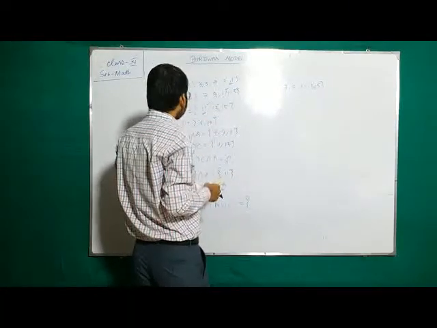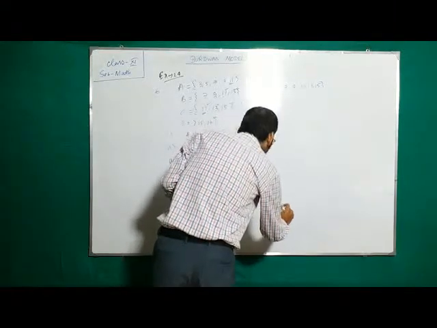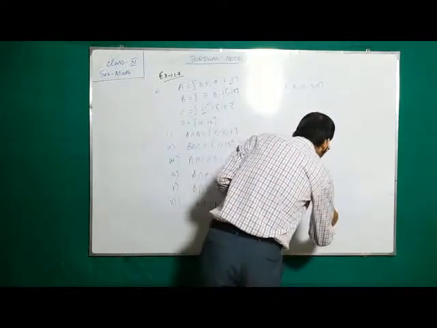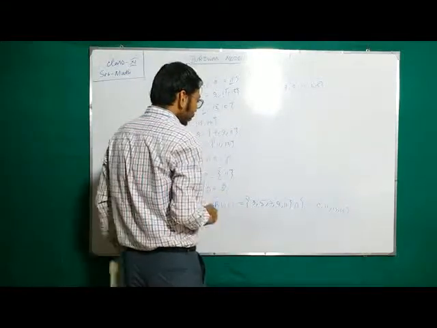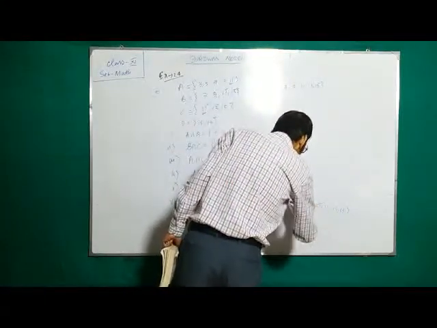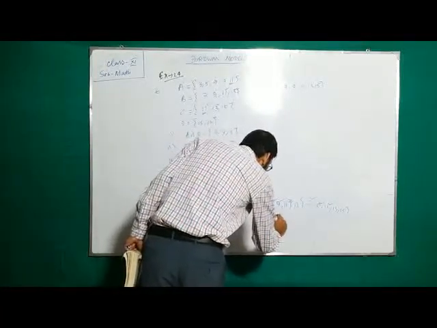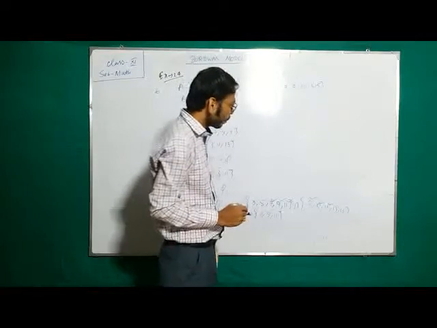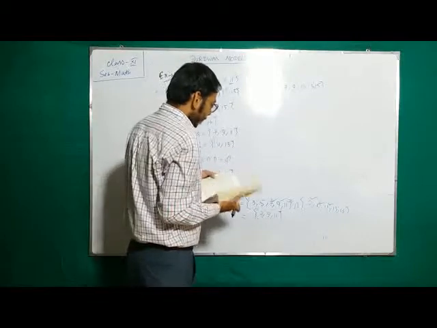So A is 3, 5, 7, 9, 11, intersection with 7, 9, 11, 13, 15. The common elements are 7, 9 and 11. These three are the common elements of A and B union C.